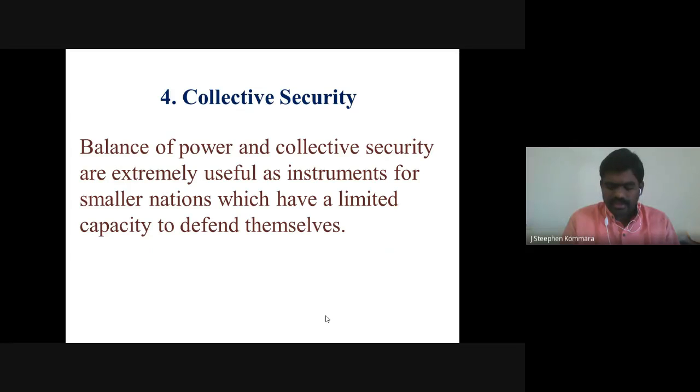So it is also a key instrument of foreign policy. Actually, it mobilizes a powerful nation against a powerful nation, and balance of power and collective security are extremely useful as instruments for smaller nations.